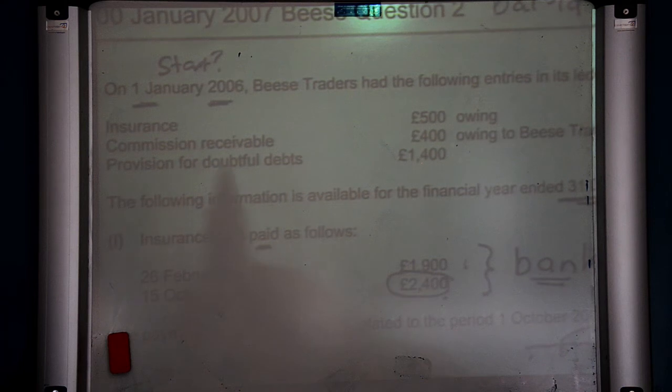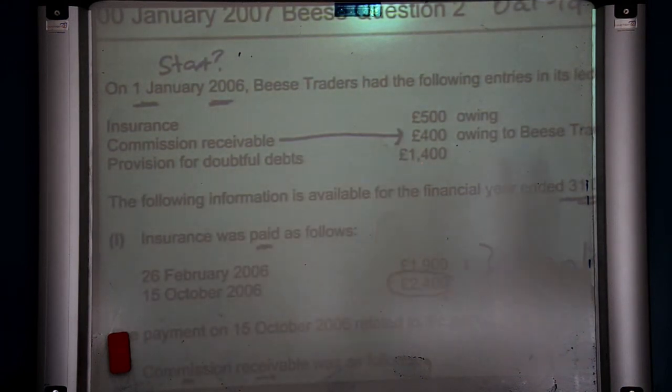Right, let's go back and have a look at our Bal BD. Our Bal BD at the start of the year said commission receivable on the 1st of January. Oh, we had £400 owing to us last year. So this is when you have to think carefully. It was owed to me last year. It would have been an accrual last year. I would have put it on the plus side last year. Therefore, when I bring it down to start this year, it would need to be on the minus side.